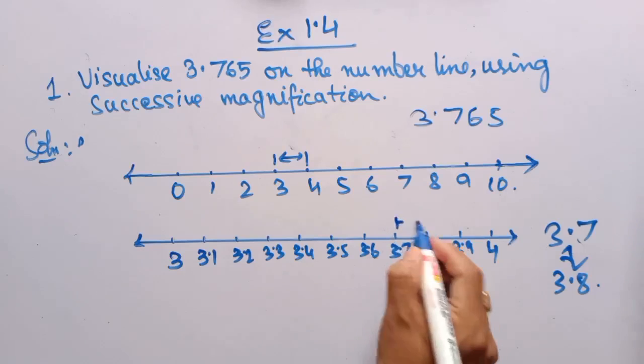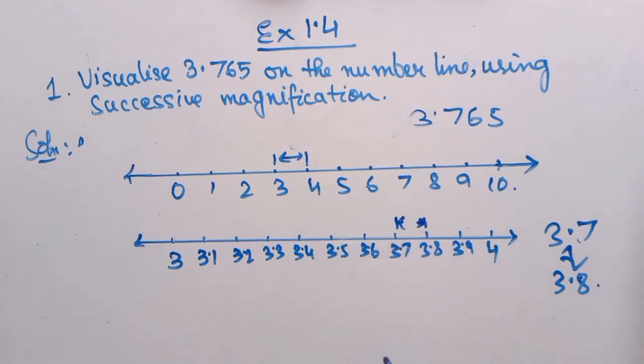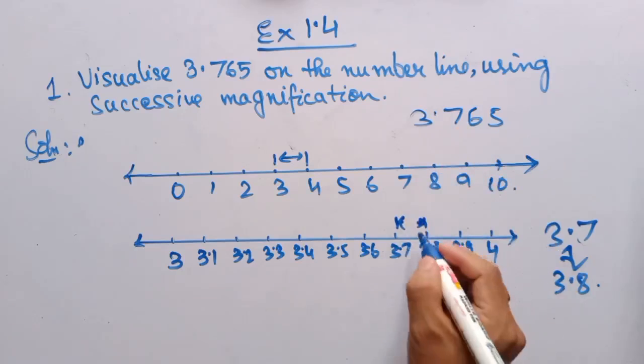So we'll mark this interval such that it represents the number 3.765.